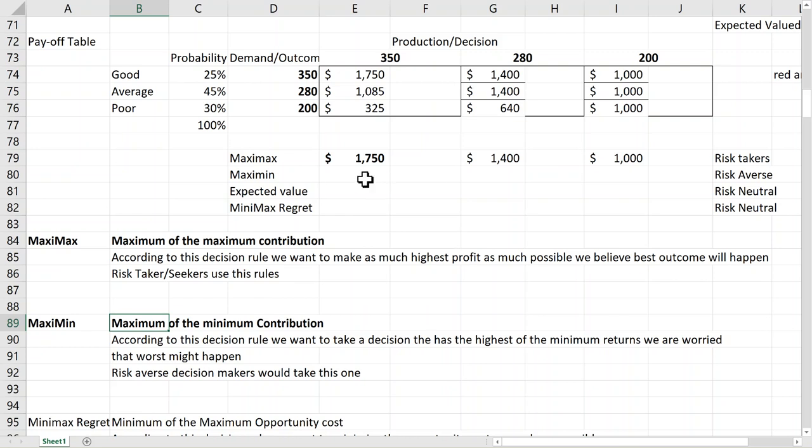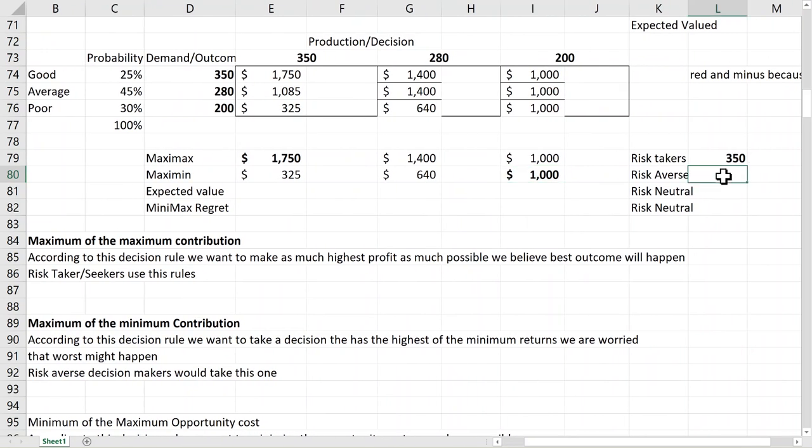So if you look at the worst scenario of 350, it is 325. If we look at 280, it is 640. If we look at 200, it is 1000. So the highest of the lowest is 200. So risk-averse decision makers will decide on 200 units because they believe that worst outcome will happen, and they will be happy with 200 when worst outcome happens.